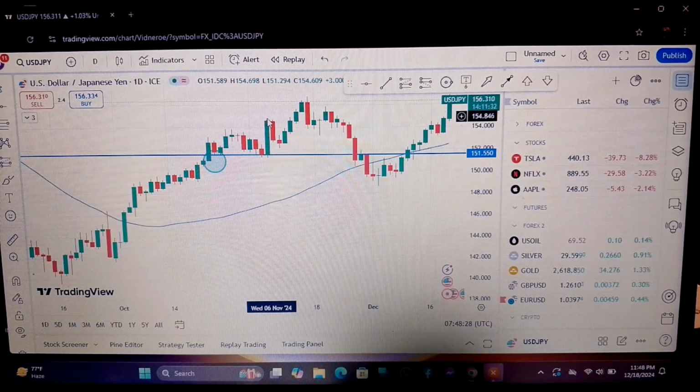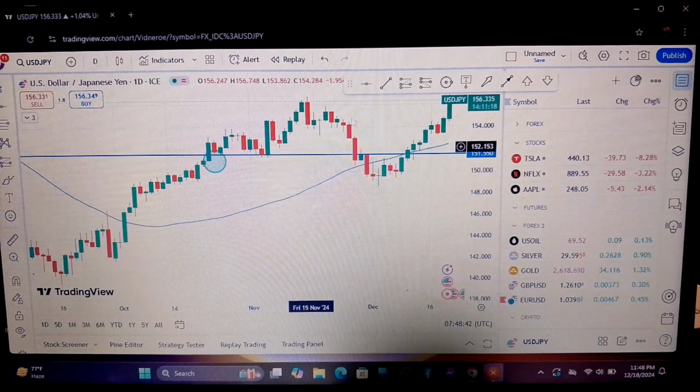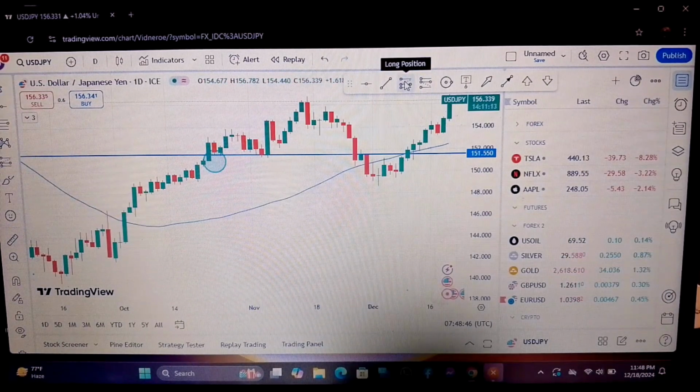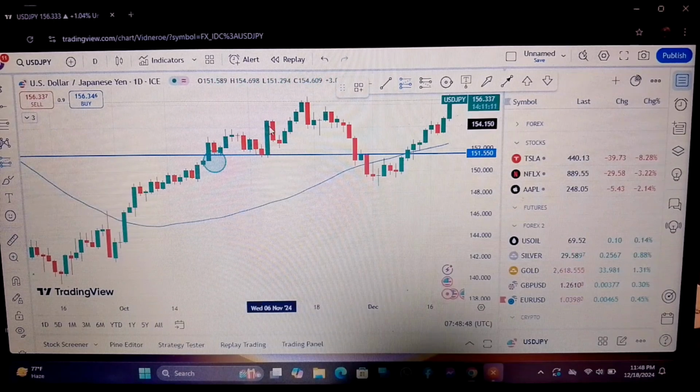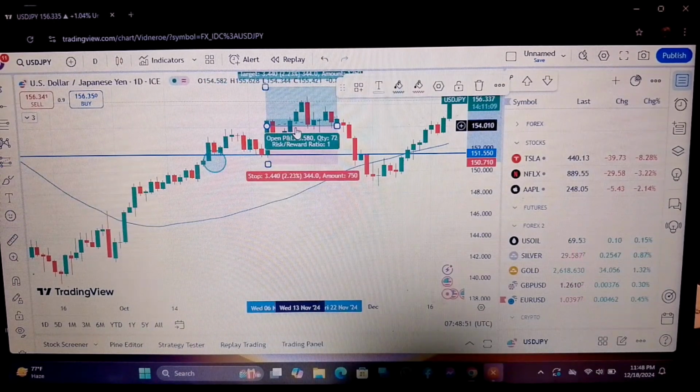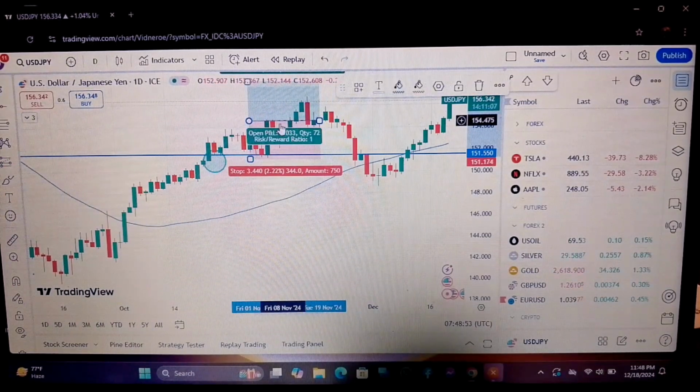Well, however, I would not be buying at this particular point because the price, this candle, is too high. For me to buy here, my stop loss has to come down here, and that means a lot, about up to 200. Let's check how many pips we would have if we had wanted to buy at this particular point.